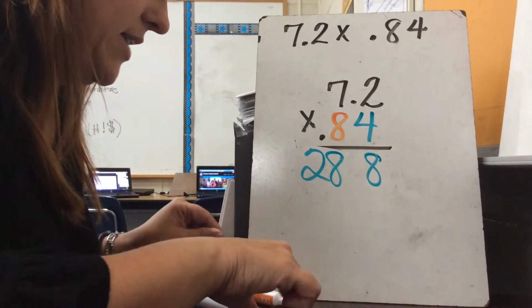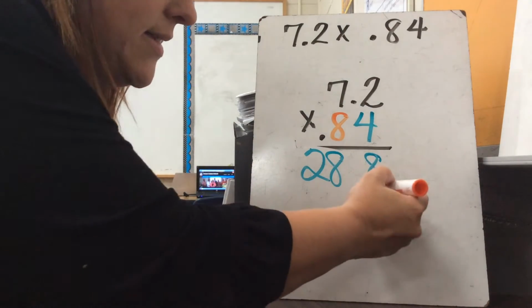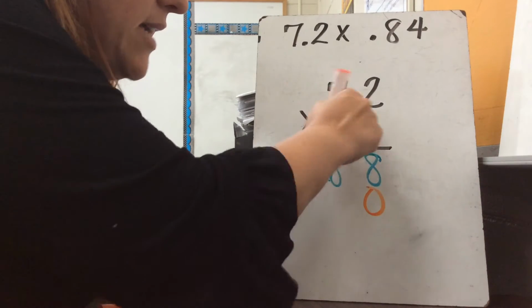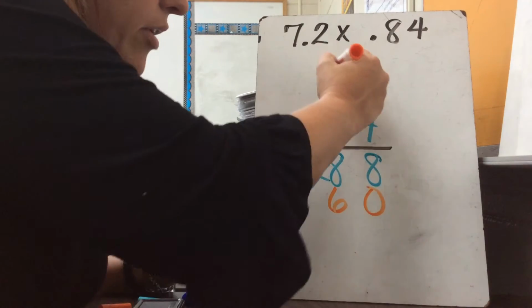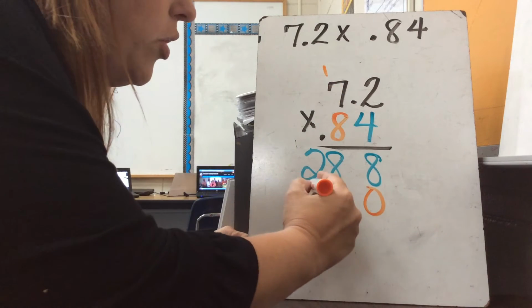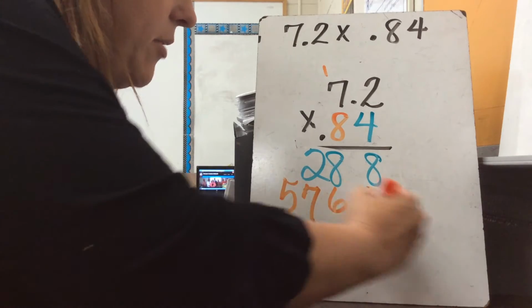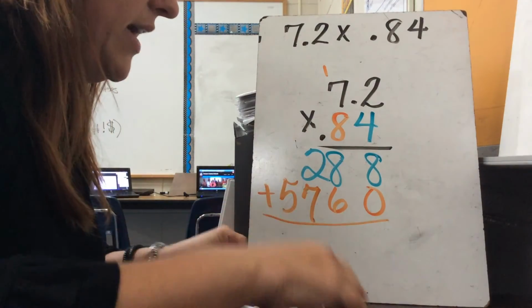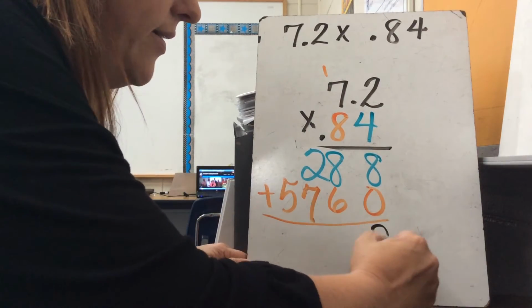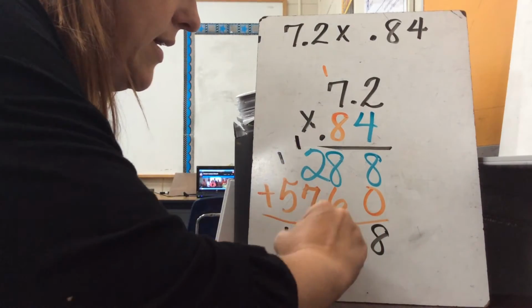Then I move into the next position. So that means that I need to add my 0 on my second line. 8 times 2 is 16. Carry 1. 8 times 7 is 56, plus 1 more is 57. Then I'm going to add those up. So when I do that, I have 8, 14, 10, 6.